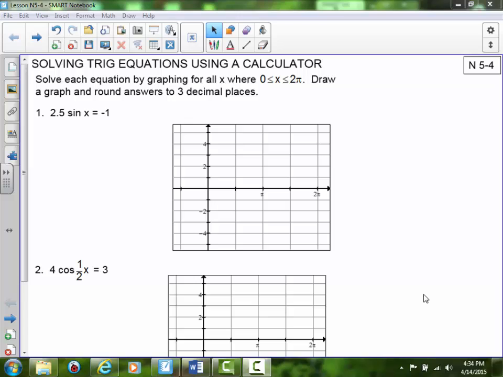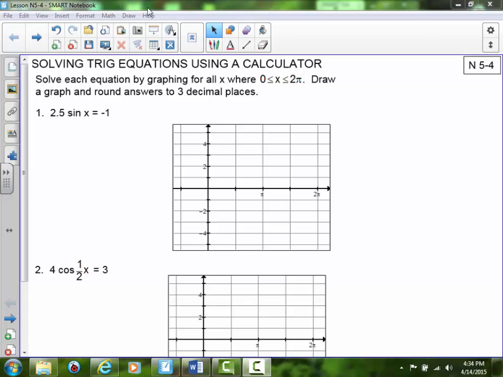Okay, so we're going to be solving trig equations using a calculator. We're going to be using the N5-4, so make sure you have that ready to go. I'm going to show you we can graph using the N5-4, or we can graph using what we know about graphing. So I'm going to start off with what we know about graphing, and then we'll take it to the N5-4.